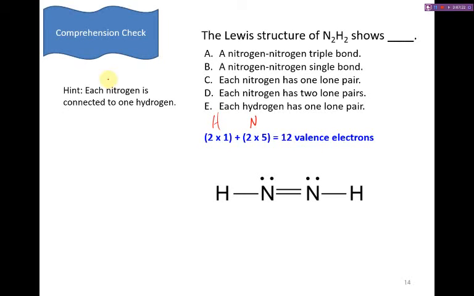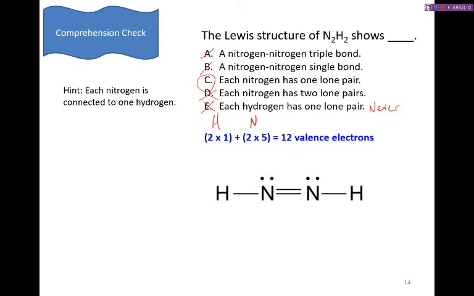Well, we don't have a triple bond. We don't have a single bond. Each nitrogen does have 1 lone pair. Hydrogens are never going to get lone pairs of electrons. And the nitrogens only have 1, so they can't have 2.